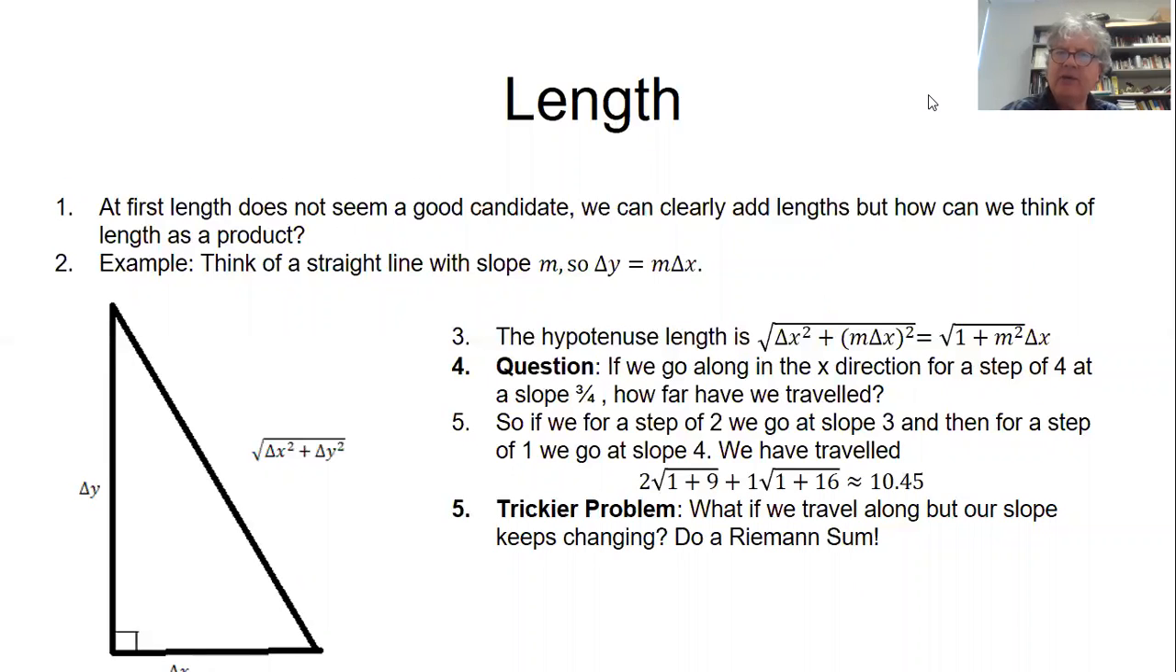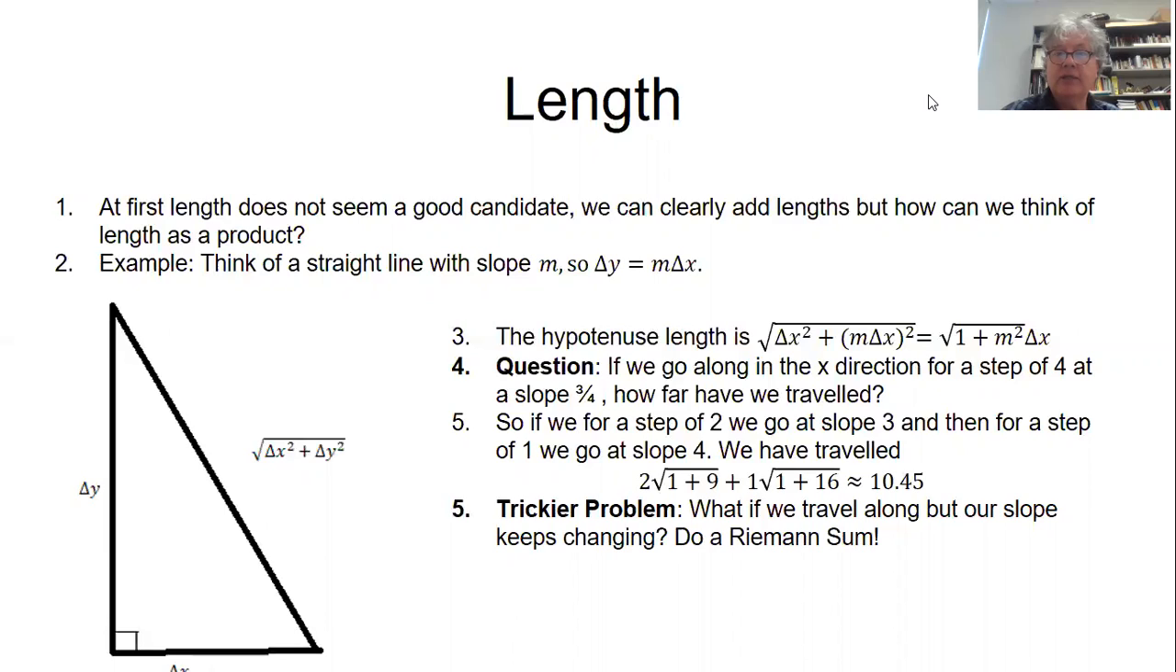But the problem is, how do we think of it as a product? Because remember, that's what we need for a Riemann sum. Well, let's look at the simplest example, that of just a straight line. Let's say it has a slope m. So delta y equals m times delta x. Okay, and you see the right angle triangle there. It has a hypotenuse. So by Pythagoras, the length of the hypotenuse is the square root of delta x squared plus delta y squared. But because it's a straight line, we can replace delta y by m times delta x.